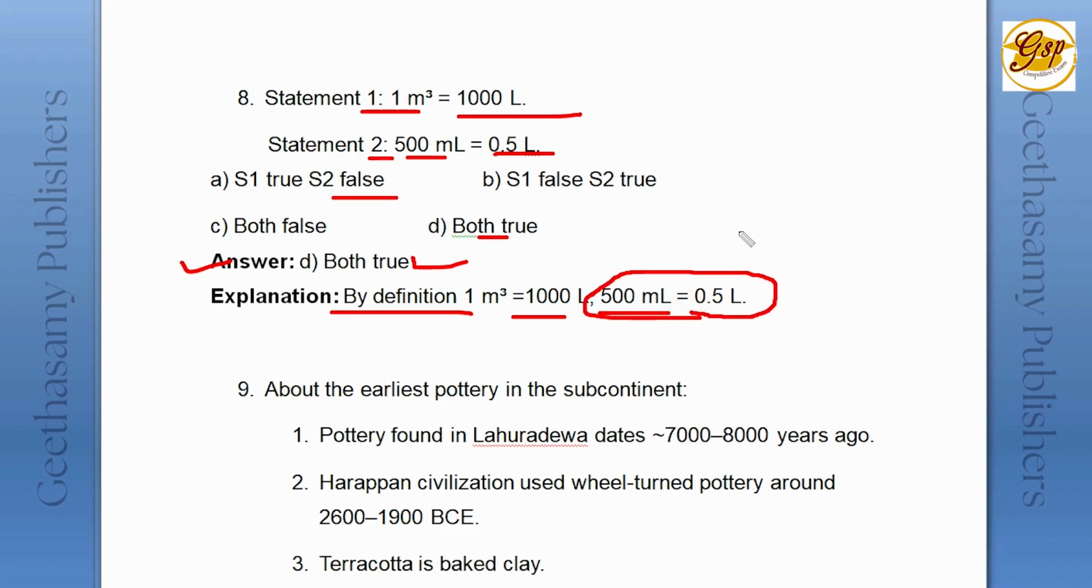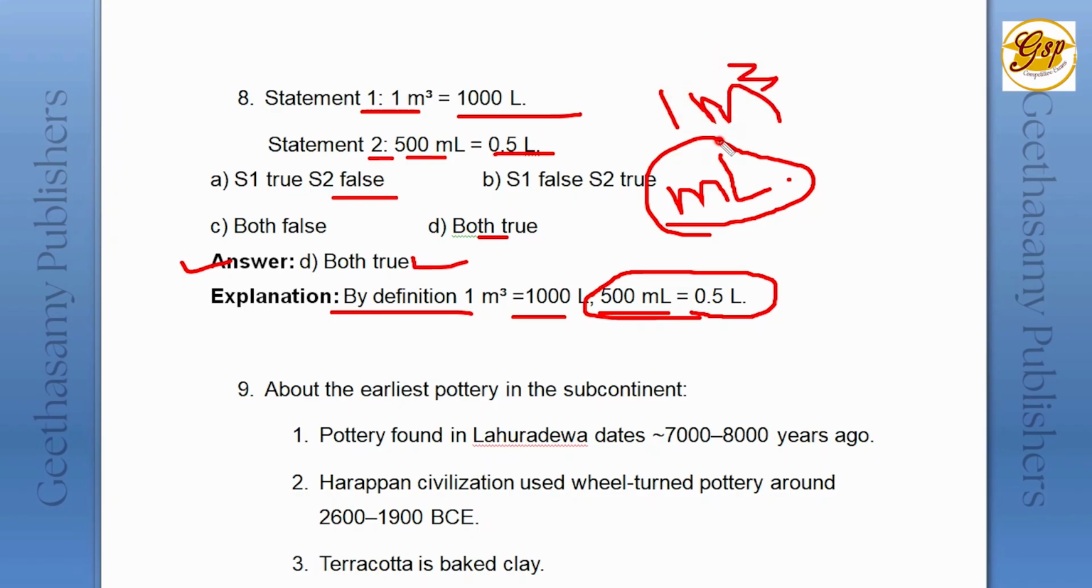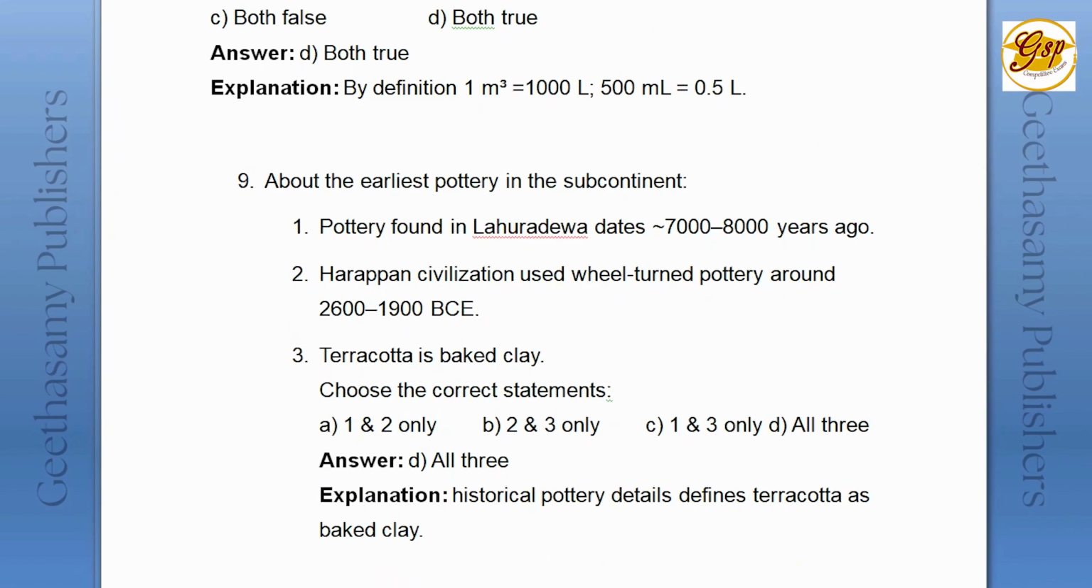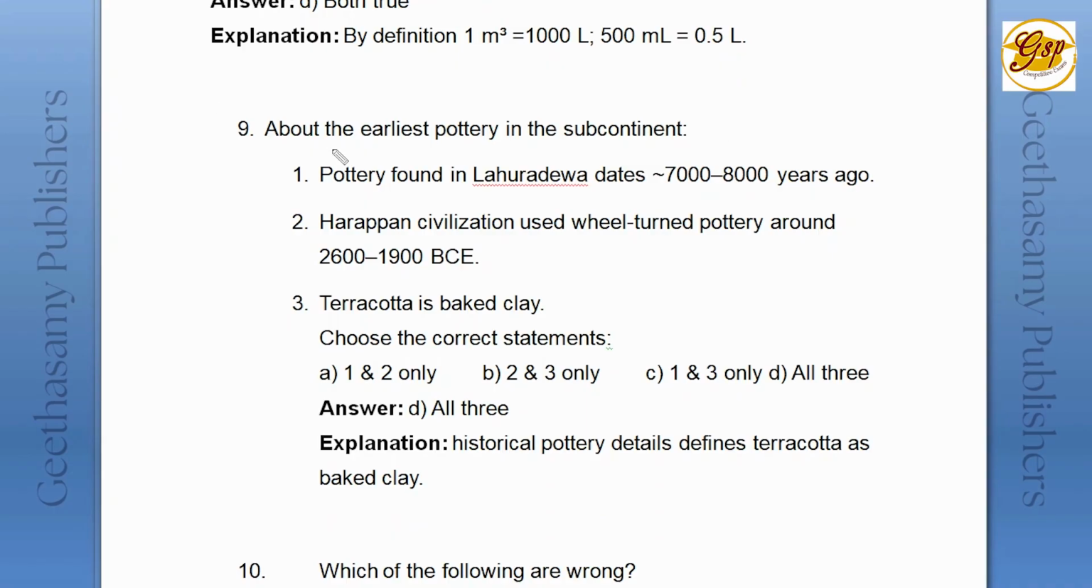Right? You have to see this, small m and capital L means it is milliliter. And here, 1 meter cube is like 1000 liter. So no confusion. Fine. Then the ninth question.